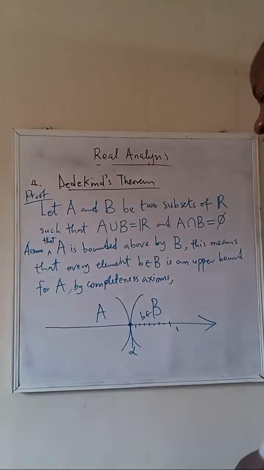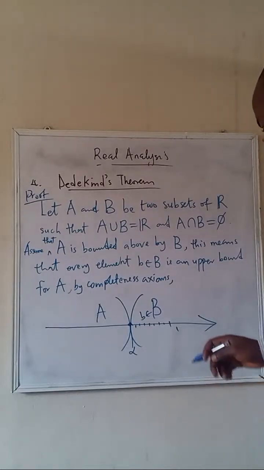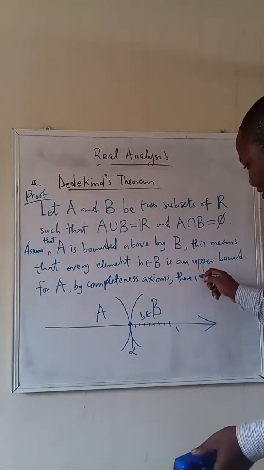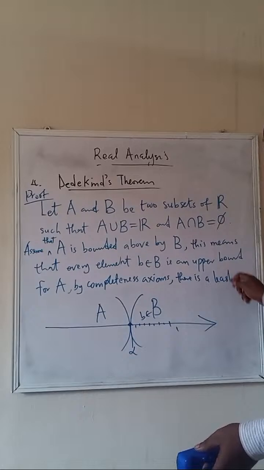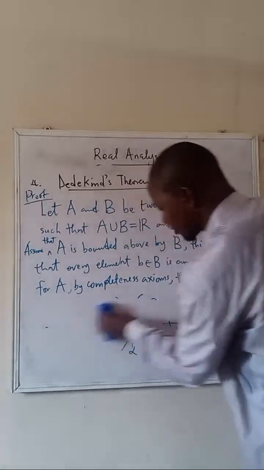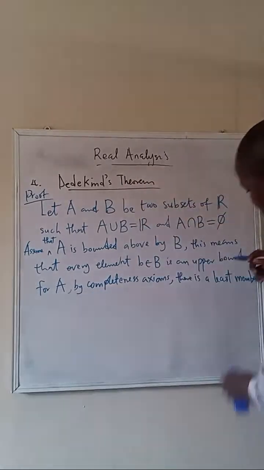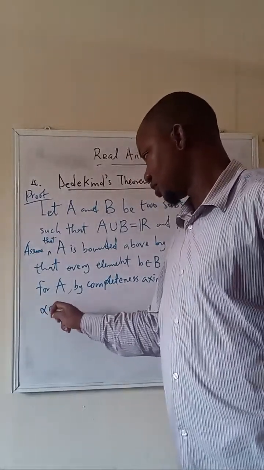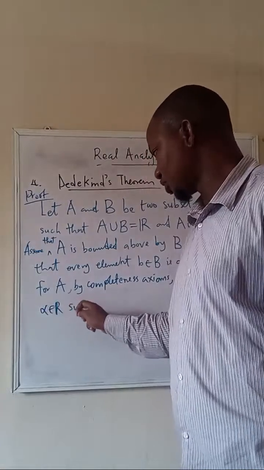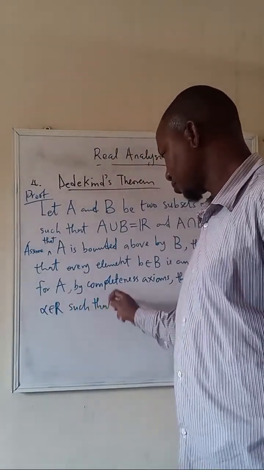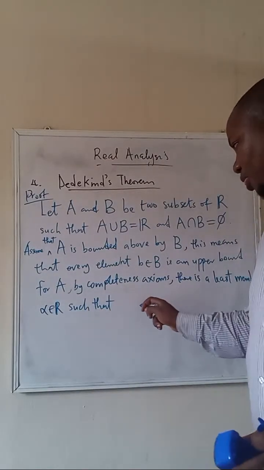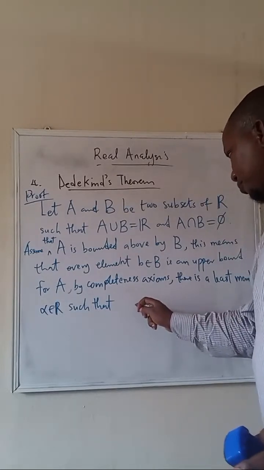So by completeness, there is a least member. I'll call the least member alpha. There is a least member alpha in R such that, since alpha is a least member, this is what will happen.